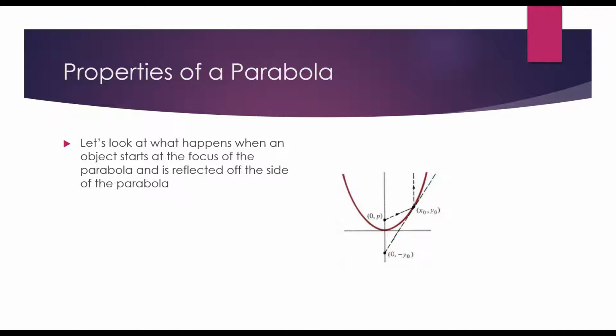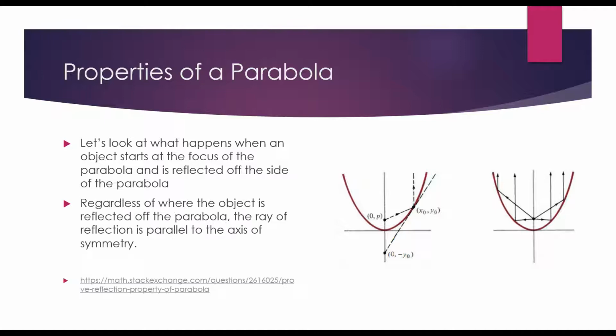So let's look at what happens when we reflect off not just this one point, but if we were to reflect off of multiple points on the parabola. What do you notice about all of those lines of reflection? Hopefully you're seeing that every single one of those rays is parallel to the axis of symmetry. In fact, they're all parallel to each other. This is what makes parabolas so useful.